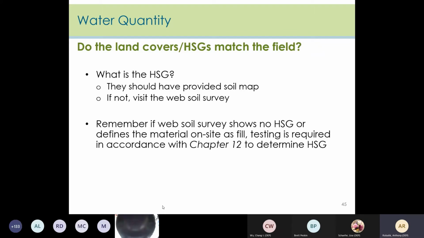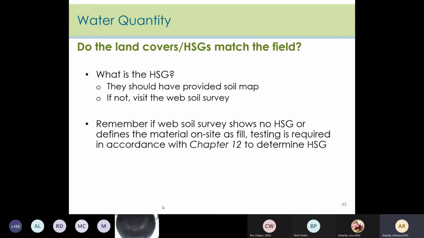So the next thing to check is if the land coverage and the hydrologic soil groups match the field conditions. First thing to ask is, what are the hydrologic soil groups? You should definitely have a soil survey that they provided to you. If not, you can look it up online. One thing to keep in mind, though, is if you're looking at a situation where there is no HSG, or maybe it says something like on-site investigation is required because the material is fill, then you really need to make them do the investigation on site.